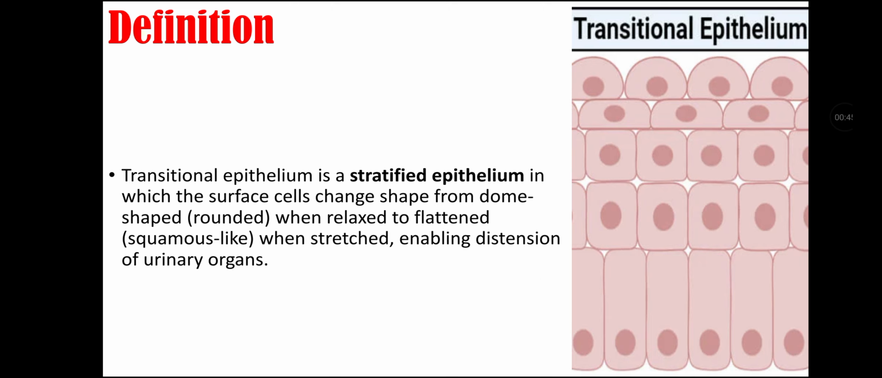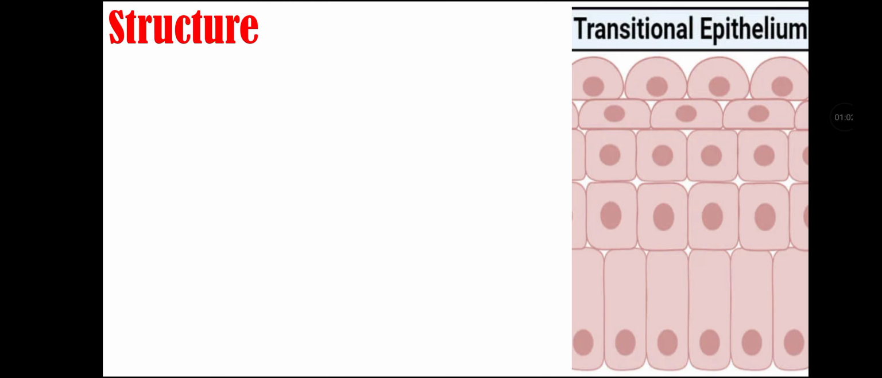Definition of transitional epithelium. Transitional epithelium is a stratified epithelium in which surface cells change shape from dome shape, that is rounded shape, when relaxed, to the flattened shape, that is squamous-like shape, when stretched, thus enabling distension of the urinary organ. Structure of transitional epithelium.